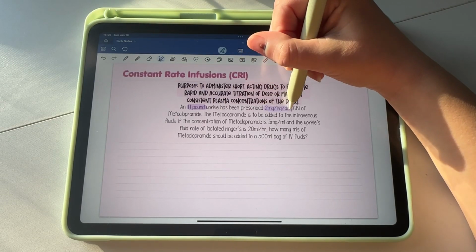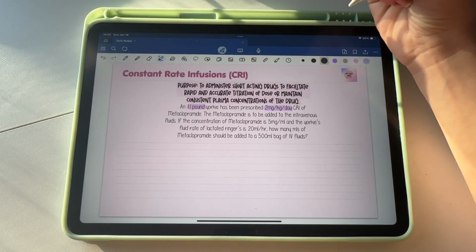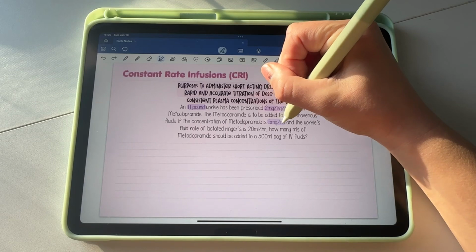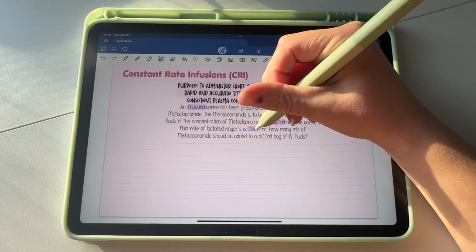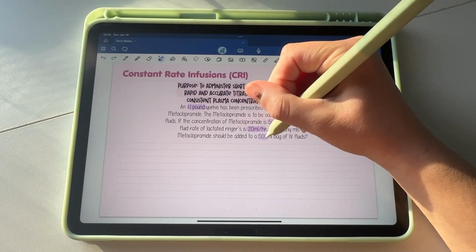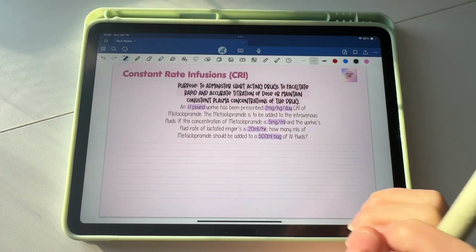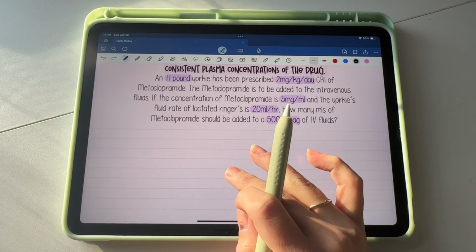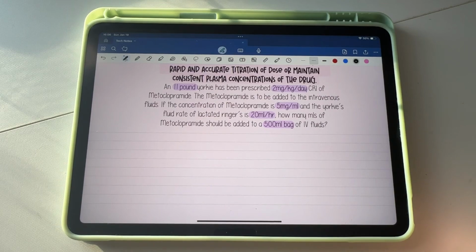Today you are presented with an 11-pound Yorkie that has been prescribed a 2 mg per kg a day CRI of metoclopramide. The metoclopramide is to be added to the intravenous fluids. If the concentration of metoclopramide is 5 mg per ml and the Yorkie's fluid rate is 20 mL an hour, how many mLs of metoclopramide should be added to a 500 ml bag of IV fluids?